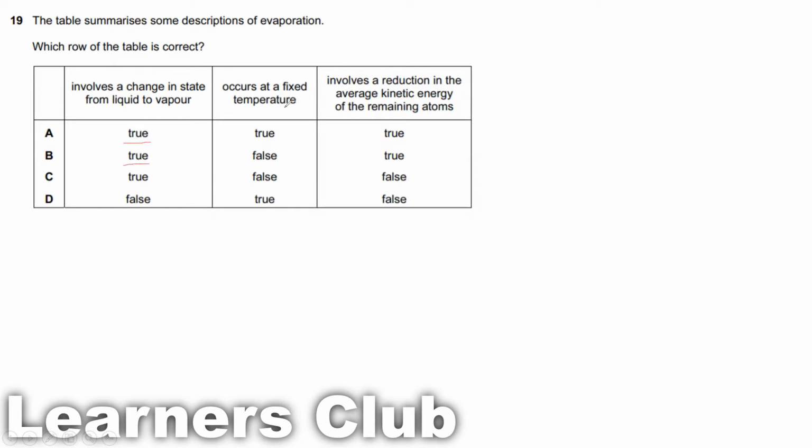Occurs at a fixed temperature. We also know that if it occurs at a fixed temperature, that means it's boiling. If it's not a fixed temperature, that means there is evaporation. So evaporation takes place at a range of temperatures. So this is false. So clearly we know our answer is B.